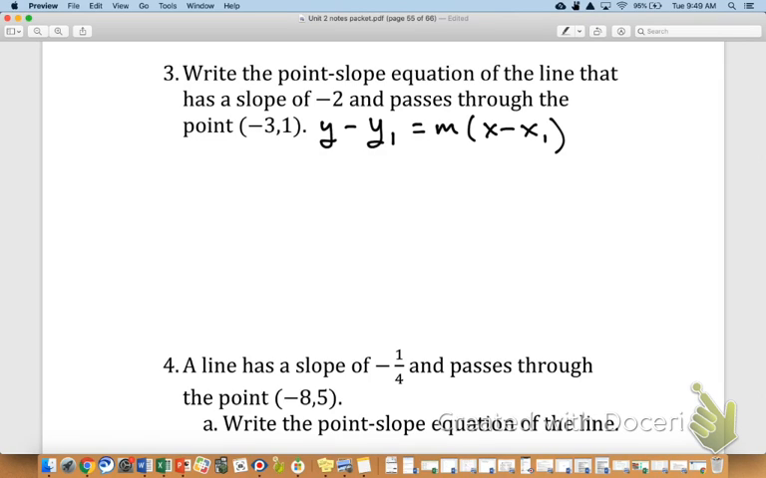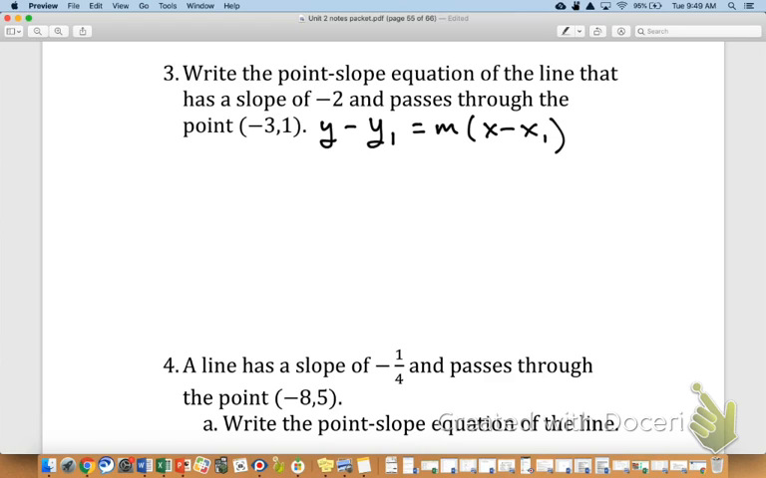How do you choose what? How would you start this? So remember, to find the equation of a line, you have to have two things: a slope and a point. And I've got them, right? My slope is -2, and my point is -3, 1.